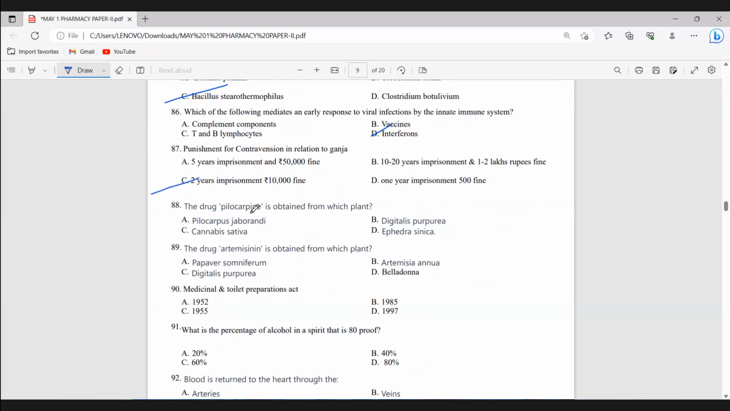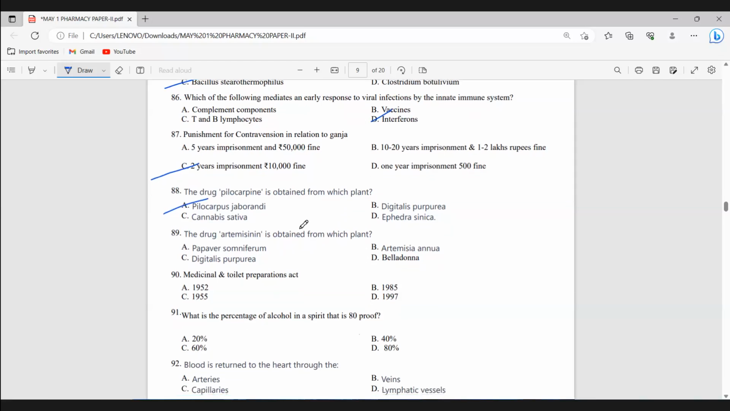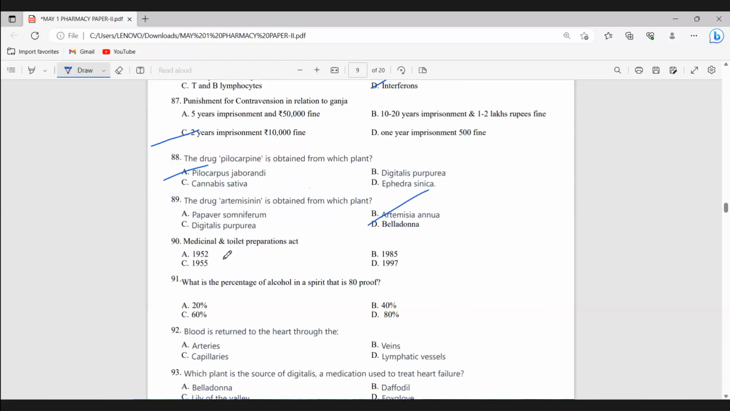Then 88, the drug pilocarpine is obtained from which plant? Pilocarpus jaborandi. Then 89, the drug artemisinin is obtained from which plant? Artemisia annua. Then Drugs and Toilet Preparations Act 1955.